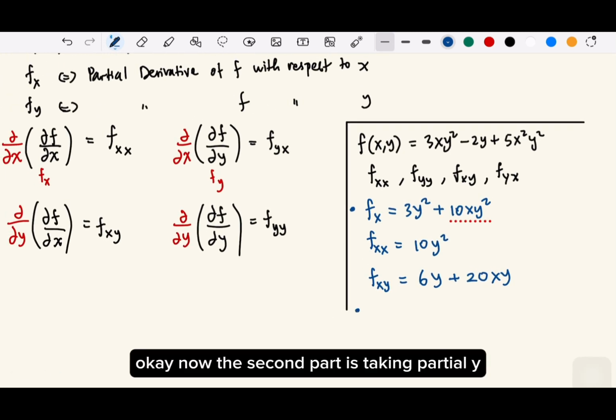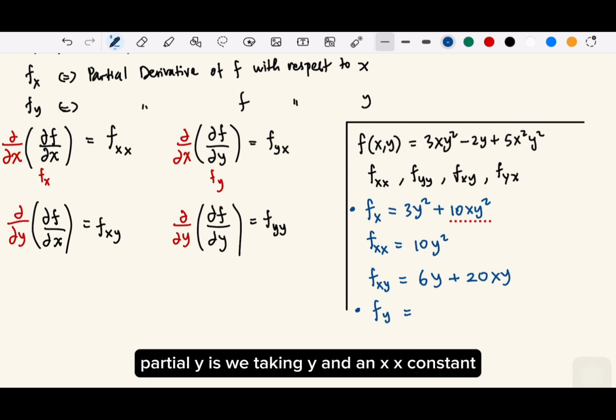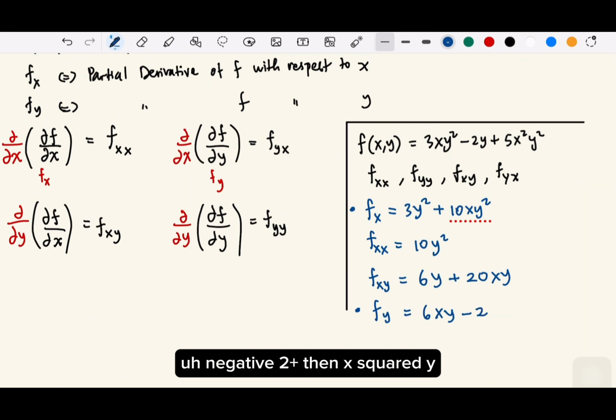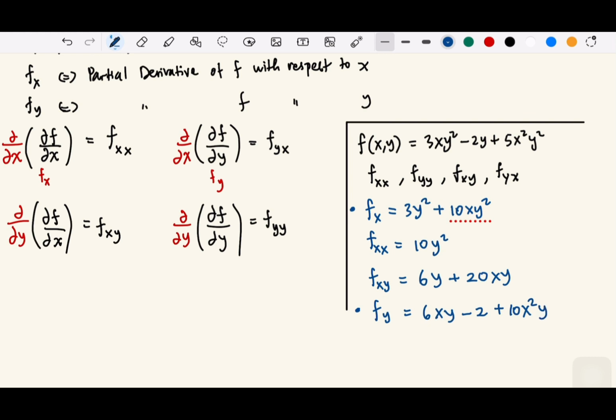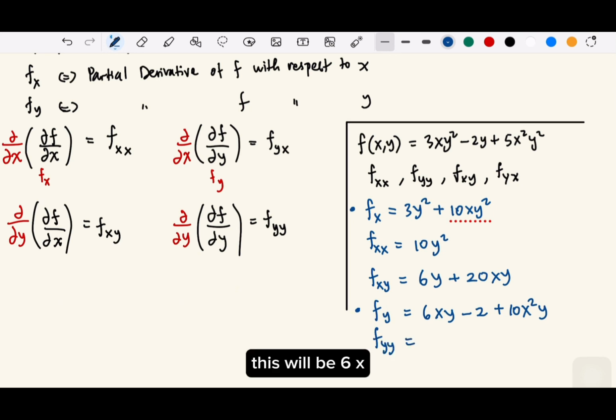Okay, now the second part is taking partial y. Partial y is, we're taking y and then x as constant. So this will be 6xy minus 2 plus 10x squared y. And then take another derivative with y. This will be 6x plus 10x squared, okay?